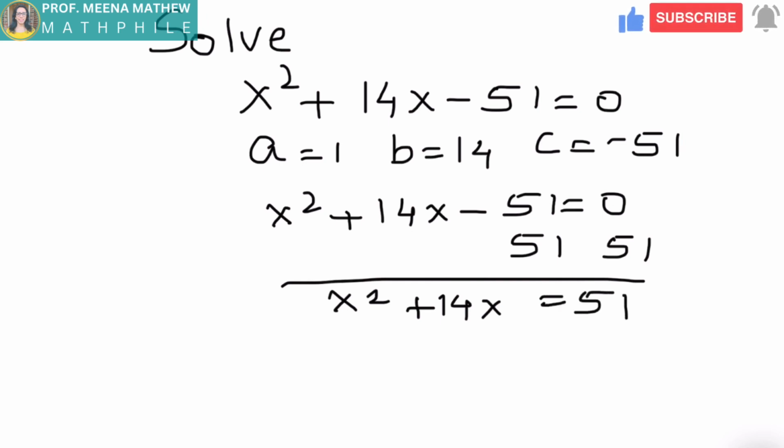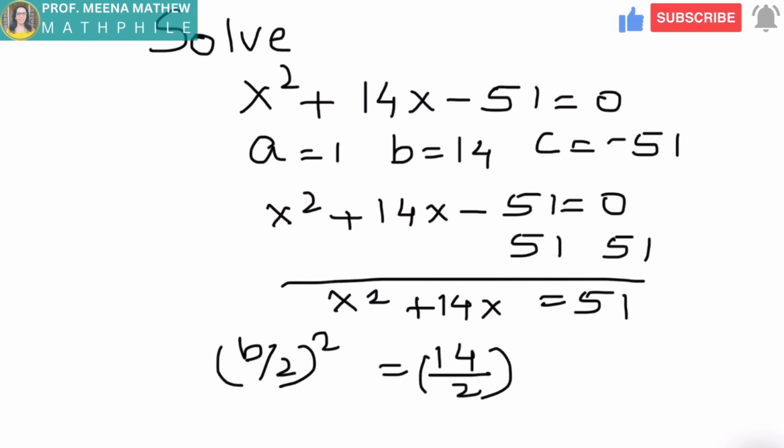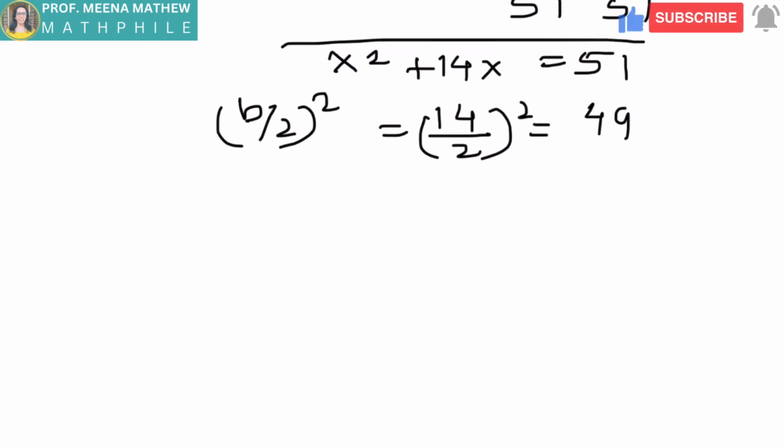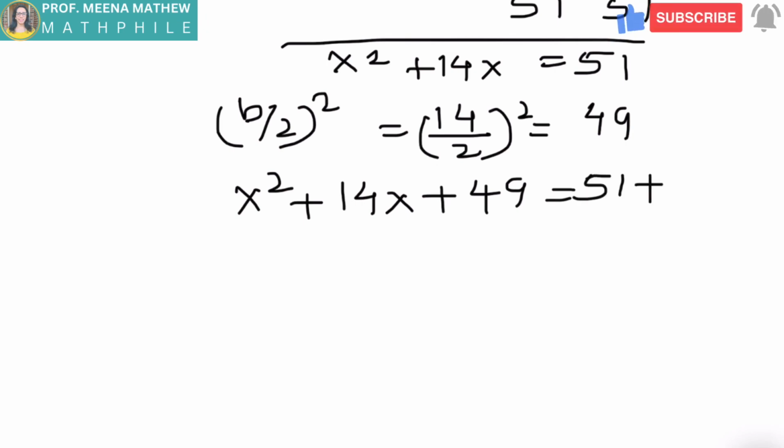Now let's make a magic number to make this a perfect square. My magic number is b by 2 to the power 2. We know that b equals 14, that is 14 divided by 2 squared equals 7 squared, which is 49. So we are going to add this 49 to both sides of the equation: x square plus 14x plus 49 equals 51 plus 49.